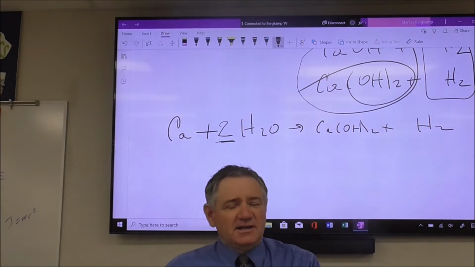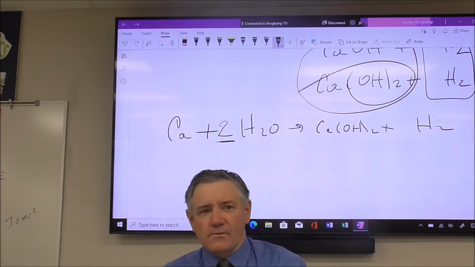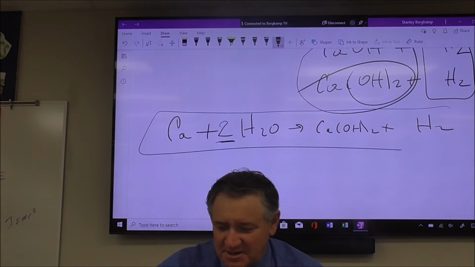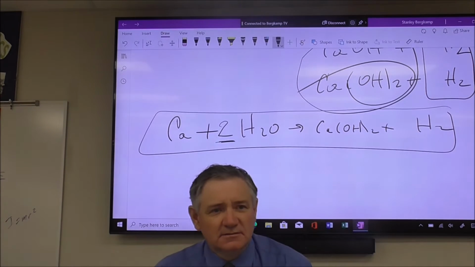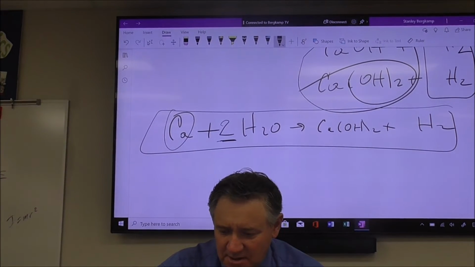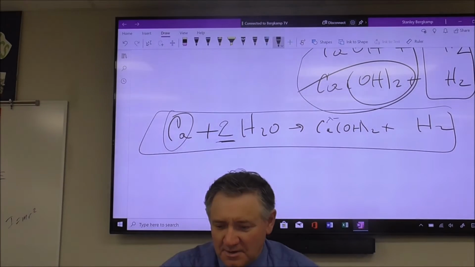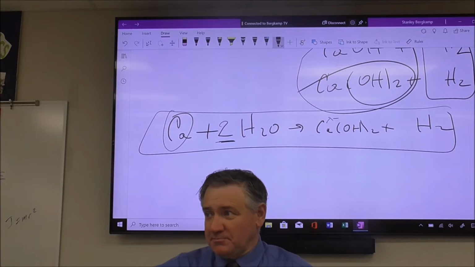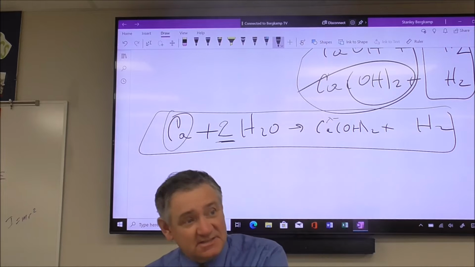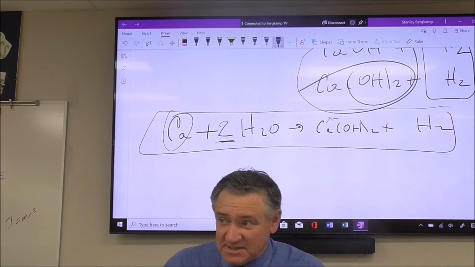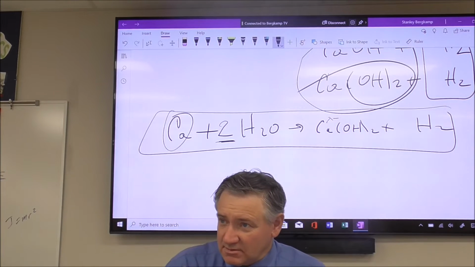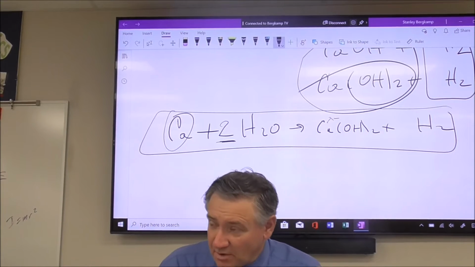Now, is that my net ionic equation? No. Okay, now here's the deal. In this case, it actually is, because this has no spectator ions. The calcium goes from elemental calcium into calcium 2+. The water gets split apart. So this is a rare instance where the reaction is the net ionic reaction, because it's the exact same thing. There are no spectator ions. Everything is changing forms.